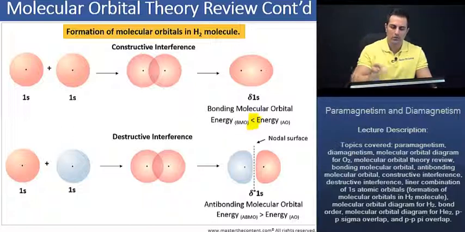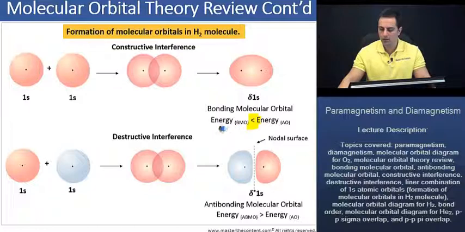And recall what we had stated about the bonding molecular orbital. We had said that the bonding molecular orbital is going to be lower in energy than the two isolated 1s atomic orbitals that we have here, because its electrons spend most of their time in the region between the two nuclei, helping bond the atoms together. Thus, the bonding molecular orbital is more stable.